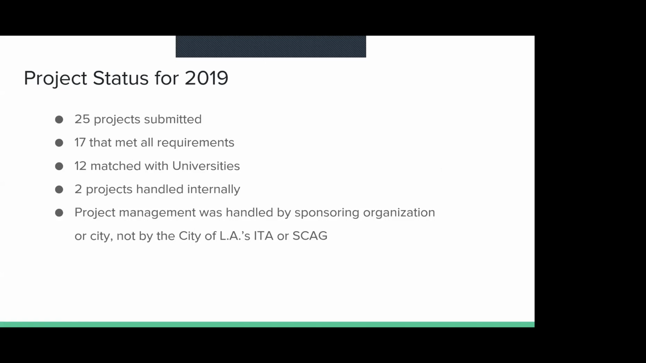We have a fairly rigorous process that we go through. We have certain requirements that each project has to meet, and that is things like approval from senior management. Data is important. You can't do data science without data. So we check to make sure that all the requirements we ask for are in place. And in 2019, 17 of the submitted projects met that requirement.